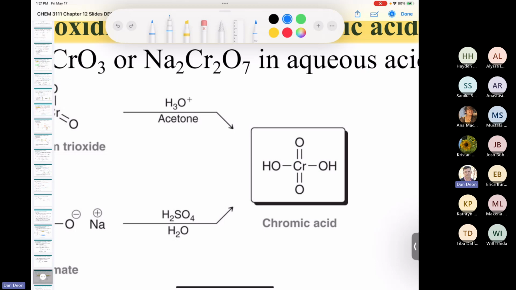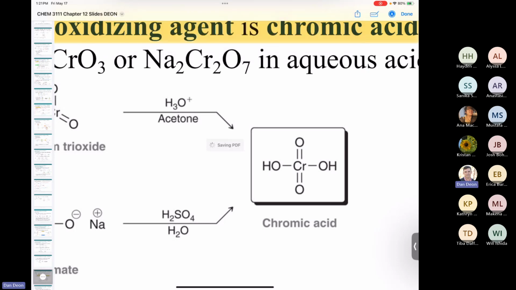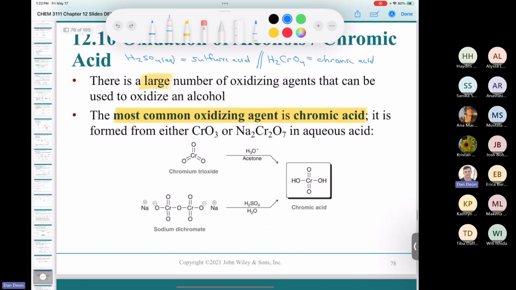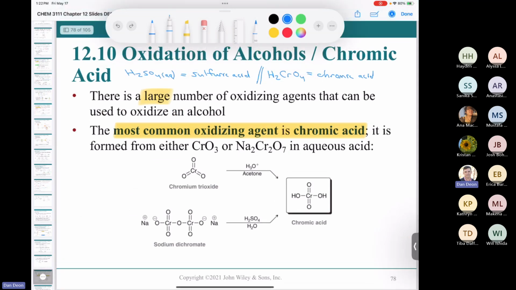The thing about chromic acid, though, is that you can't just buy a bottle of chromic acid. There's no such thing. It doesn't exist. Chromic acid has to be formed in situ, which is Latin for in place. You have to make it in a flask and then use it. So there are 2 ways you can make chromic acid. Sometimes people call chromic acid the Jones reagent.